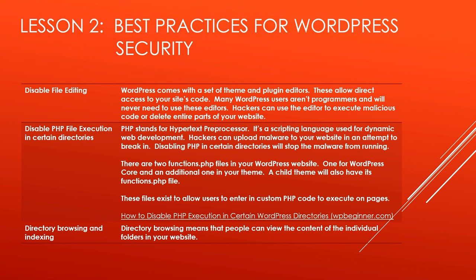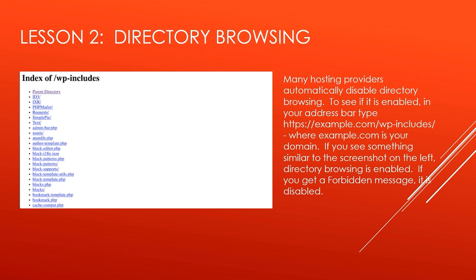Now, at the bottom, we have directory browsing and indexing. It means that people can view the content of the individual folders on your website. So for you to see if directory browsing is disabled, first of all, this is what it looks like when it's enabled. You will have an index and it shows all of the folders, right? And so you may have been on websites where you can actually see that. We want to disable that functionality there. And my hosting provider, I'm using Bluehost, automatically disables directory browsing.